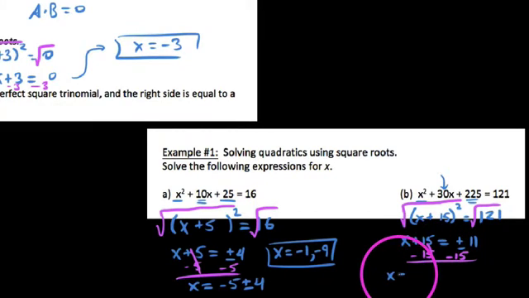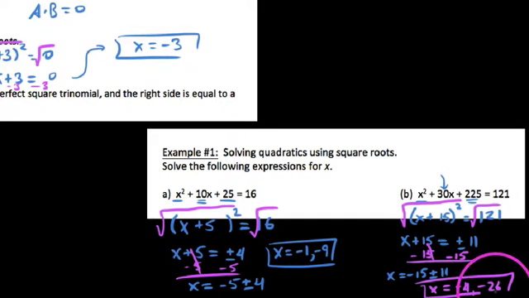Subtracting 15 from both sides, what we end up with is x equals negative 15 plus or minus 11. In other words, x equals negative 15 plus 11, which is negative 4, and negative 15 minus 11, which is negative 26. So that is how we're going to use perfect square trinomials to our advantage when we want to solve things using square roots.